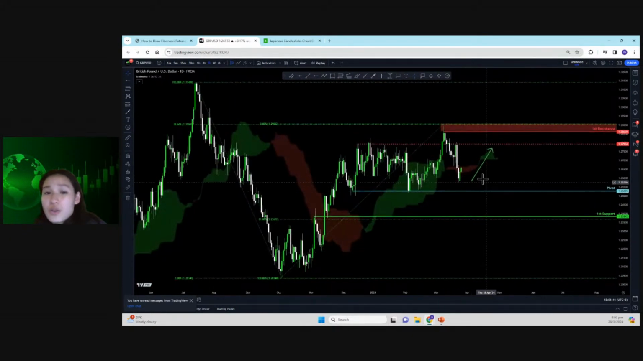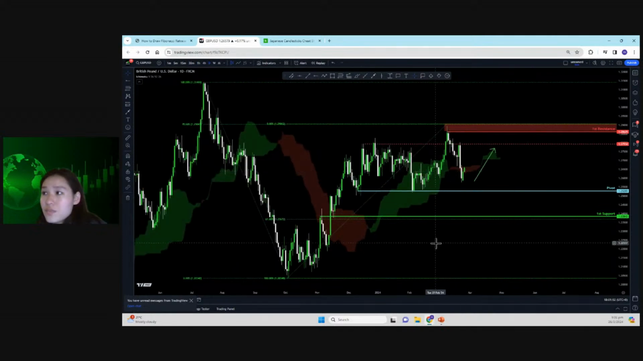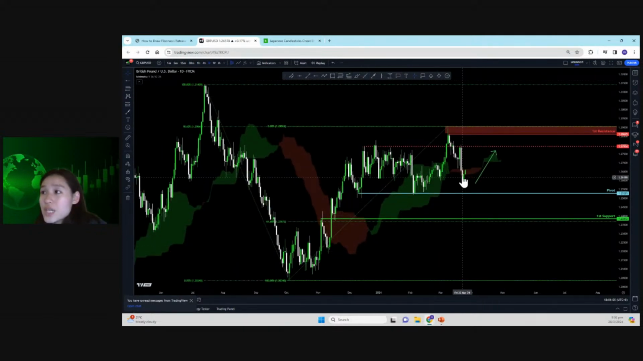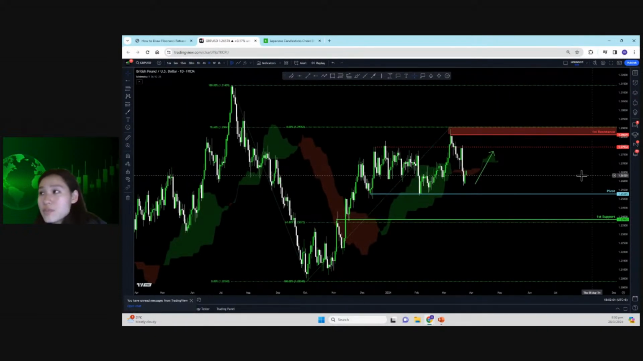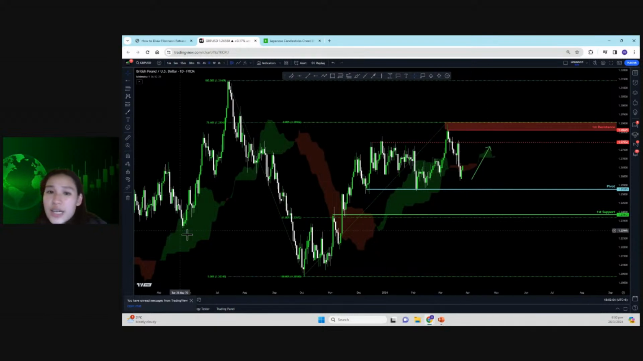So if price moves below the Ichimoku cloud, it is a bearish signal. And if price moves above the Ichimoku cloud, it's a bullish signal. Okay, so we might be seeing it move above the Ichimoku cloud and giving us a bullish momentum, which lies with our analysis. Okay, so that's for pound dollar.